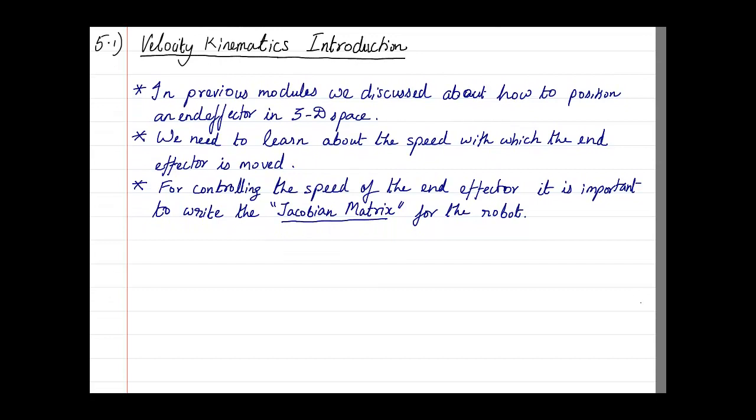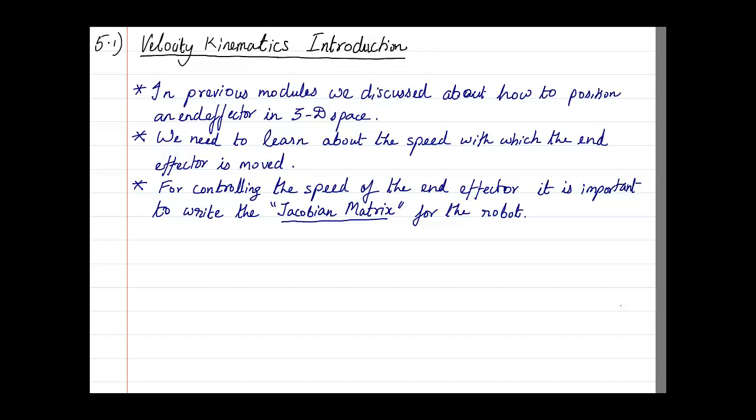Well, what is basically comprising this Jacobian matrix? The Jacobian matrix basically connects the velocity of the end effector to the velocity of the joints. So the Jacobian matrix is the link between the velocity with which the end effector is moving and the speed at which the joint is moving.